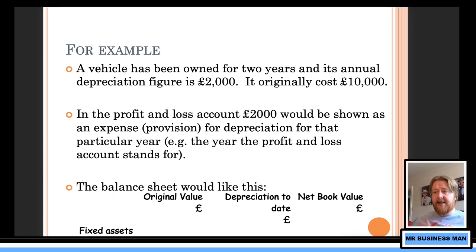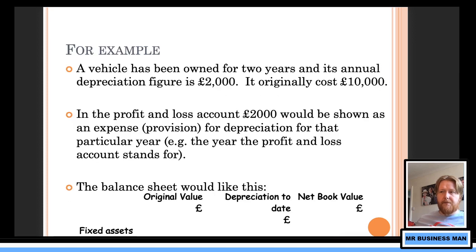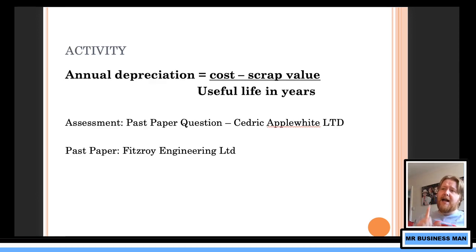So the balance sheet would look like this. It would show original value, depreciation to date, and net book value with your fixed asset. So it would show the depreciation over time. This is a bit more complicated than we usually have, but it would be like that in reality. Okay. So annual depreciation is your cost minus your scrap value, divided by the useful years of life. There is a task for you to have a go at if you want to. Feel free. I will put them up to give you access to them.